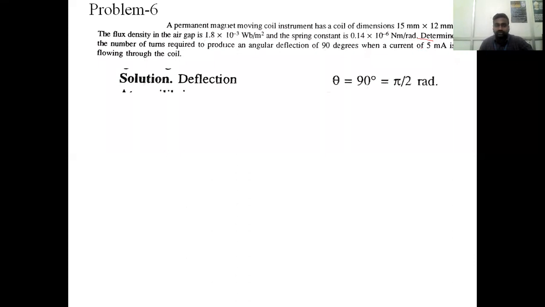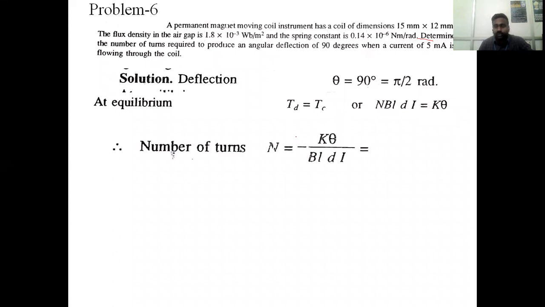So the deflection theta is equal to 90 degrees, which is represented in radians. At steady state condition, the deflection torque is equal to the controlling torque. So the deflection torque, N into B into L into D into I, is equal to K into theta. If we substitute the values here, what is the main objective? We need to find the number of turns of the coil, capital N.